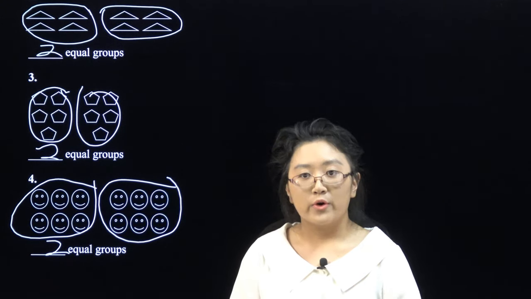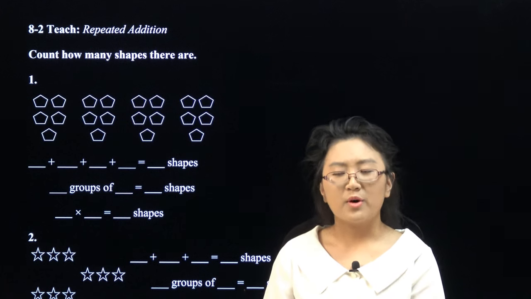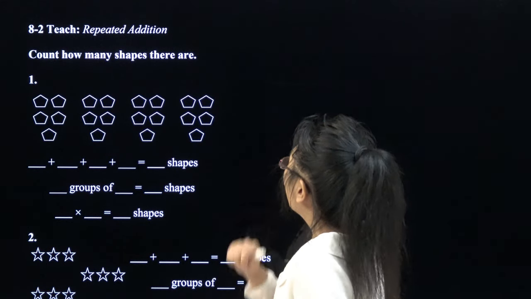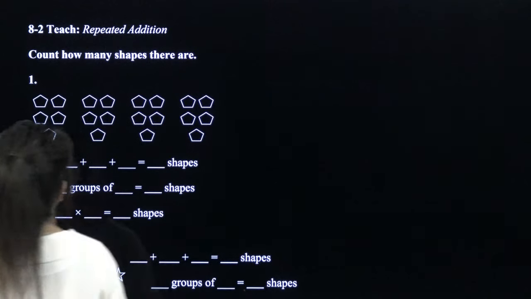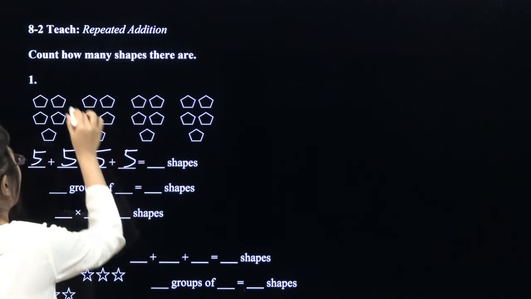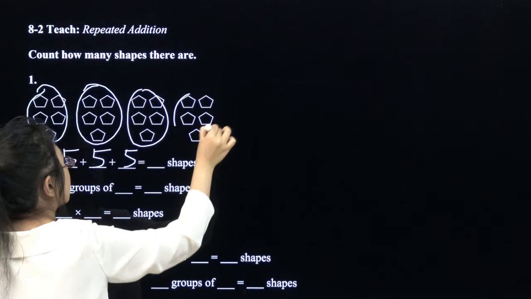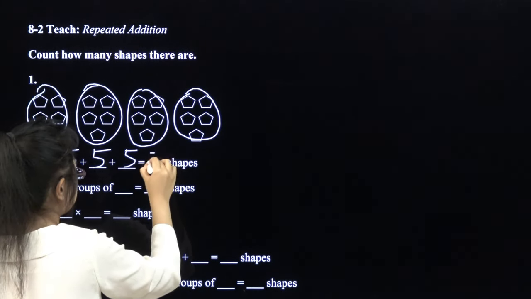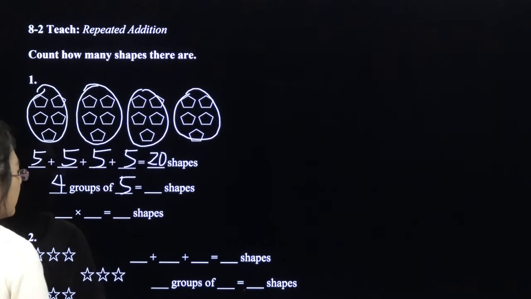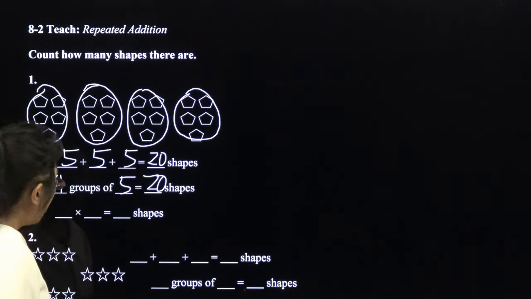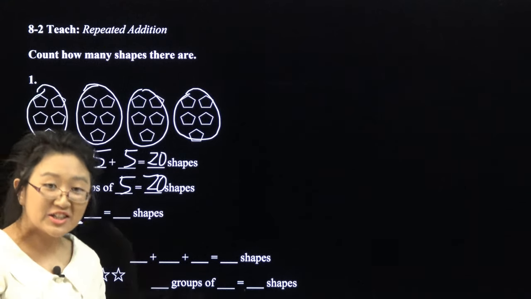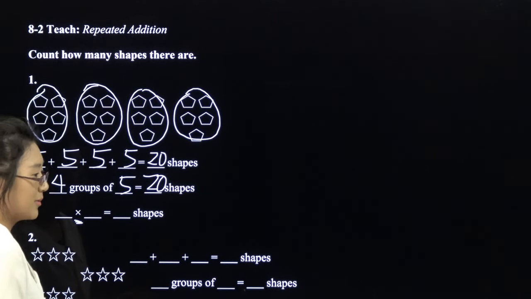Anyhow, now that we've introduced you to equal groups, let's move forward. So what is multiplication? Multiplication is a repeated addition. How many shapes there are? For this, we can have 5 plus 5 plus 5 plus 5, which is 10 plus 10, which is 20 shapes. But this means that 4 groups of 5 is equal to 20 shapes. And what's this little X? Well, that's the multiplication sign. Hooray! We see multiplication now.